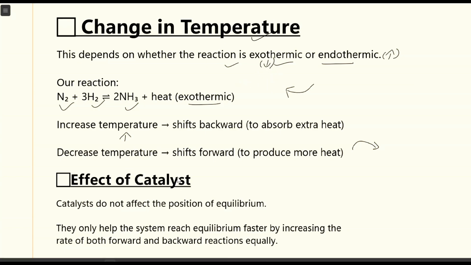Okay. Now, the effect of catalyst. This is not among the 3 components, but the effect of catalyst is very important to understand. A catalyst does not have any effect on the shifting of the equilibrium. It can only help to attain the equilibrium faster. Catalysts do not affect the position of equilibrium. They only help the system reach equilibrium faster by increasing the rate of both forward and backward reactions equally. So the use of a catalyst is only to get to equilibrium faster.